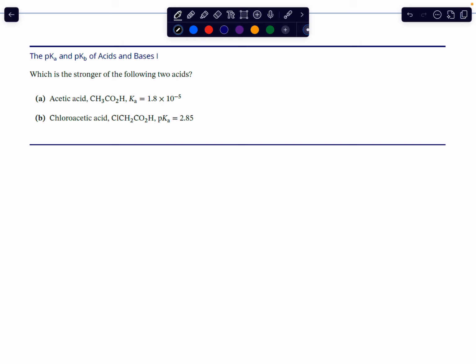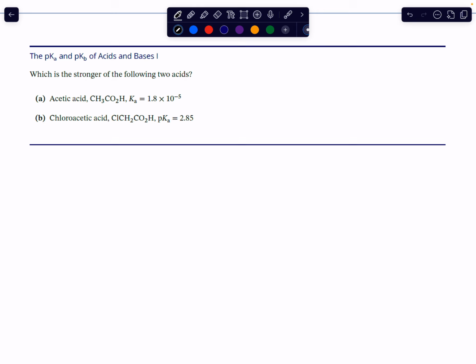Hello everyone, so let's continue our conversation on acids and bases, and in this video I want to look at some technical details regarding the pKa and pKb concepts. So to do that, we're asked which is the stronger of the following two acids. We're given acetic acid and its Ka value, and we're given chloroacetic acid and its Ka value.